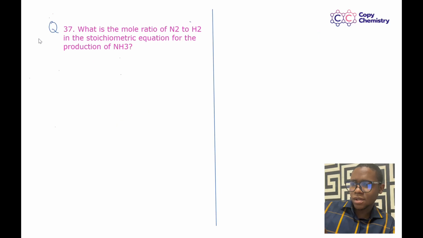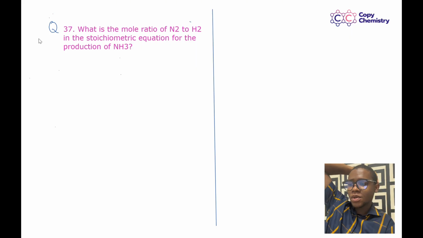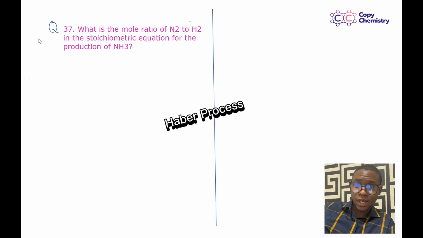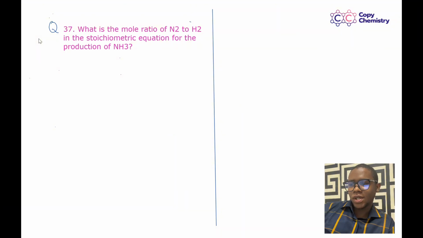All right. This is question number 37 on stoichiometry. What is the mole ratio of N2 to H2 in the stoichiometric equation for the production of ammonia? Ammonia is NH3, and you produce ammonia via a process we call the Haber process. Okay, so what is the mole ratio of nitrogen, that's N2, nitrogen gas, to hydrogen, H2, in the stoichiometric equation for the production of ammonia?